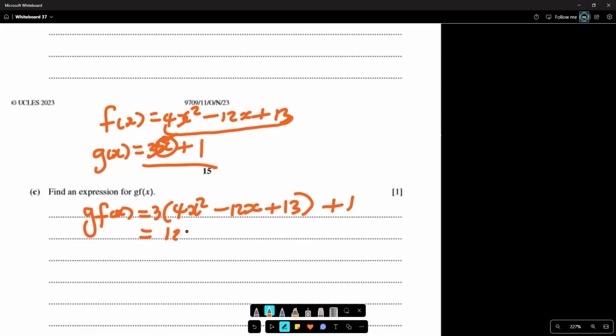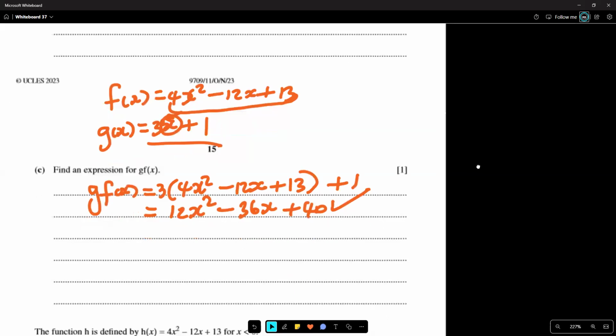This gives us 12x squared minus 36x plus 39 plus 1, which is plus 40. And that is your composite g f. And that's it, ladies and gentlemen.